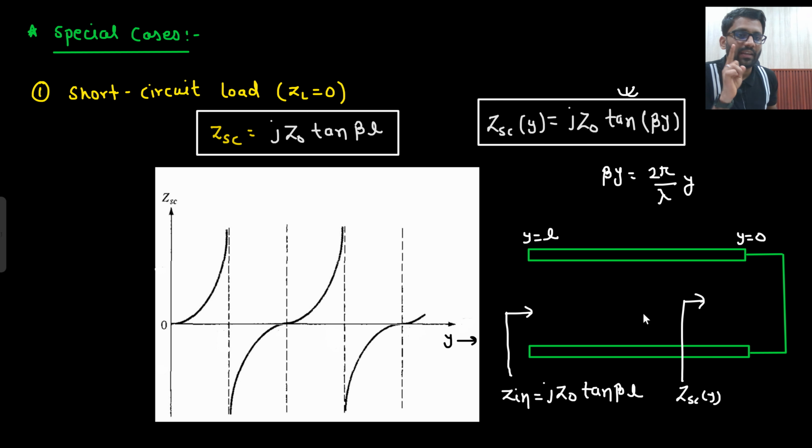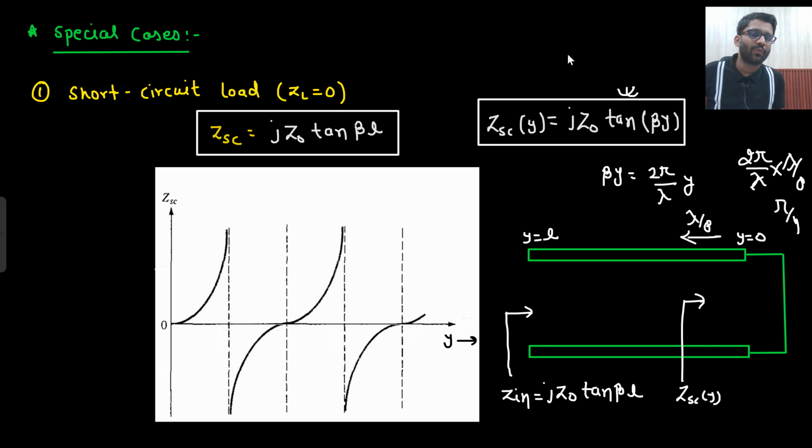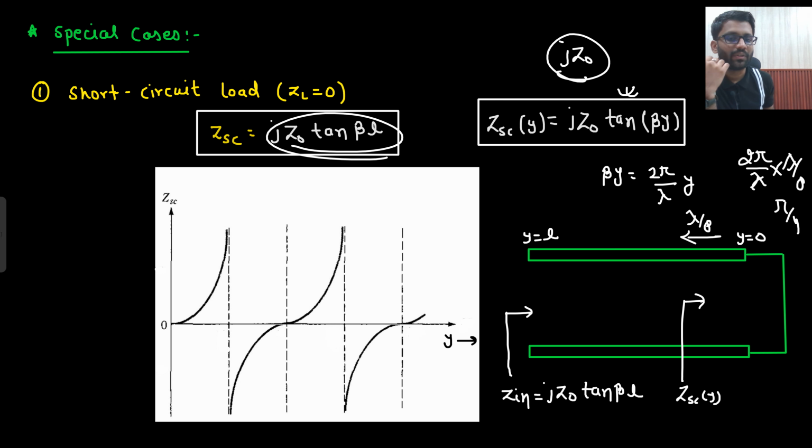Now at lambda by 8, what will you see? 2 pi by lambda, and the distance is lambda by 8. So Y value is lambda by 8. What are you seeing? Pi by 4. So tan pi by 4 is 1. So what impedance do you see? JZ0. Is it an inductive impedance or capacitive? Inductive. At lambda by 8 distance, you see inductive impedance. Right? And you can see the graph as well. Here the value will be positive. The value of tan beta L will be positive. That means it is an inductive impedance.